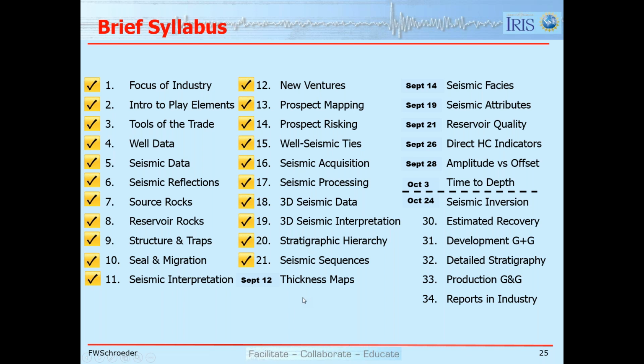Yes, and we'll talk more about that later on. I'm trying to see on my schedule here. I'm not seeing exactly where. I'll talk about it somewhat in the seismic facies and the seismic attribute lectures that are coming up later this month.